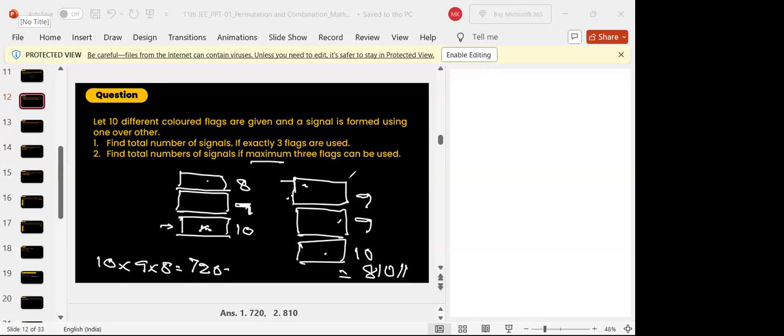Yeah, 10C3, we can choose like that also. That is what we call at least. But here I have not taken combination because it's a direct question. The section is coming in the next round.